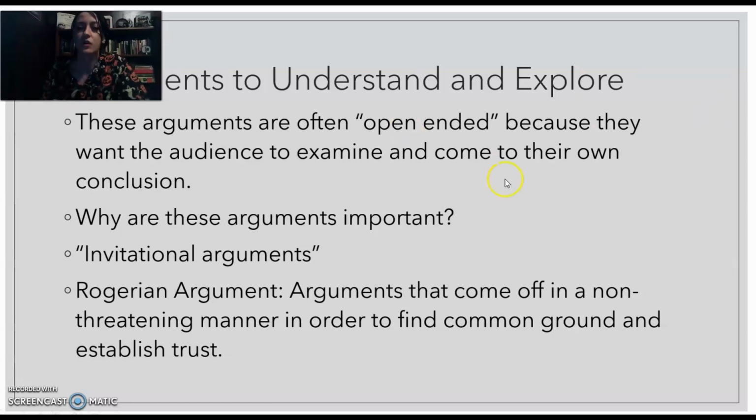These are open-ended arguments where somebody presents their arguments, maybe using ethos, pathos, logos, a mixture of both, or all three of them. But they don't want to lead you to a conclusion. They want you to come up with your own conclusion based off what they've presented to you. These are also called invitational arguments, and you can kind of understand these like an invitation.